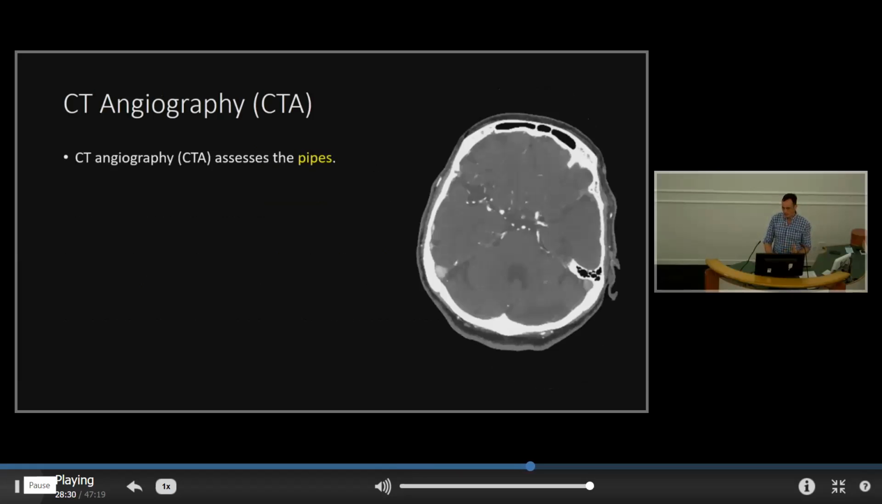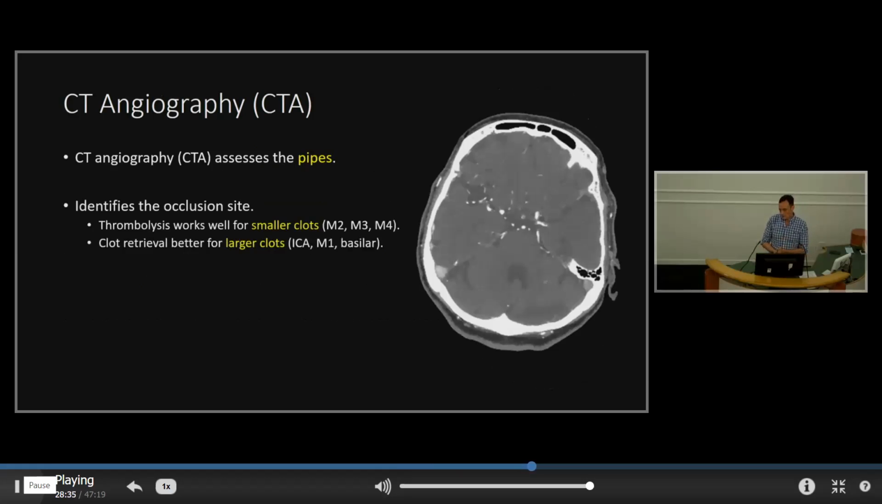CT angiography assesses the pipes. This is really good for more accurately identifying the occlusion site. It's not always obvious on the CT head, even if you can see the clot. Thrombolysis works really well for smaller clots. So the M1 branch of the MCAs divides into 2 M2s, and they divide to M3s and so on. If you have clots in those smaller branches, thrombolysis is actually very effective at opening them up.